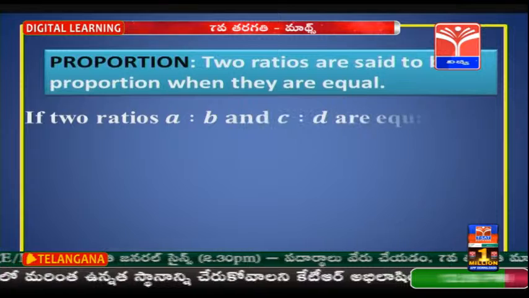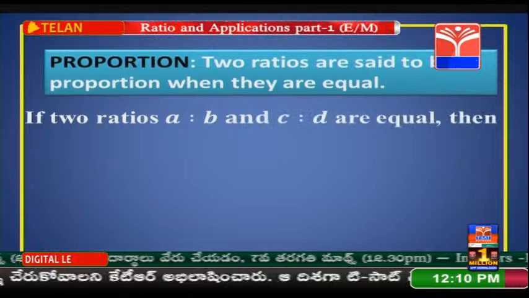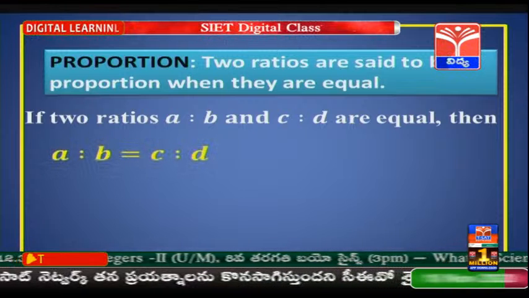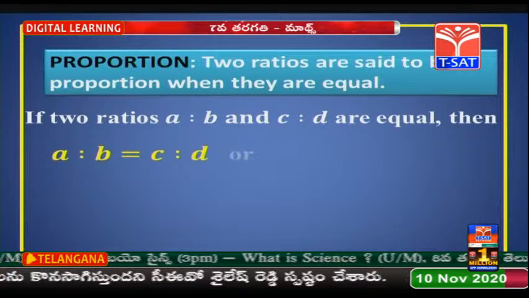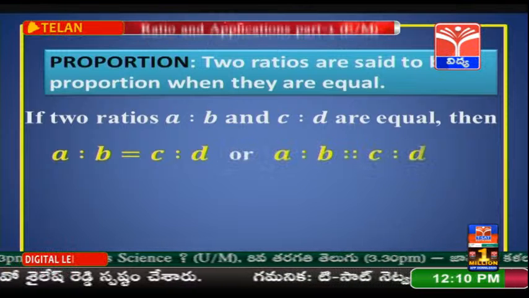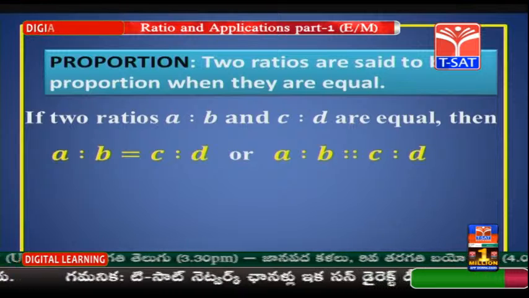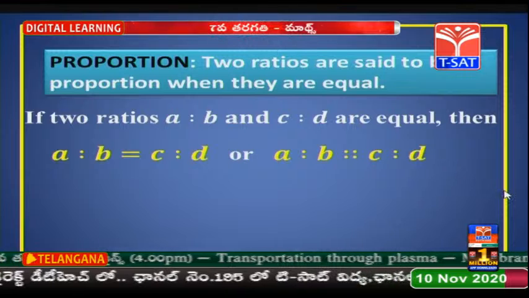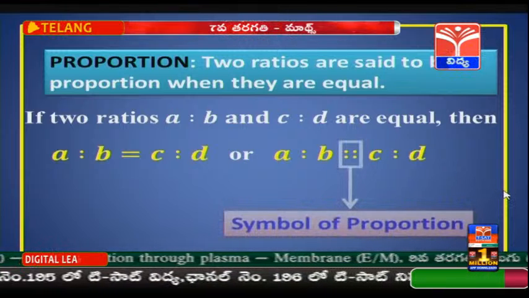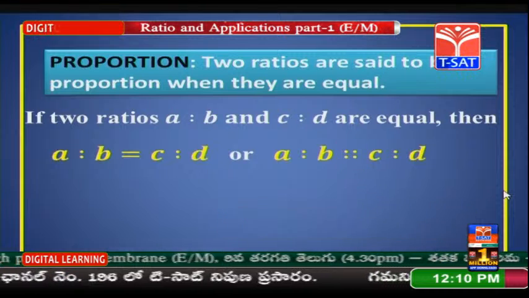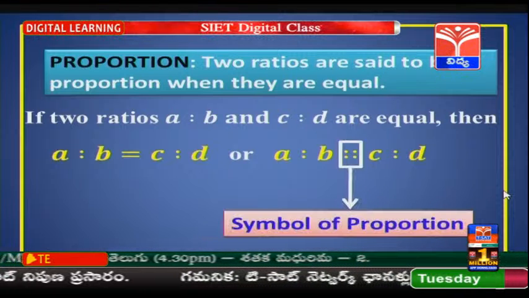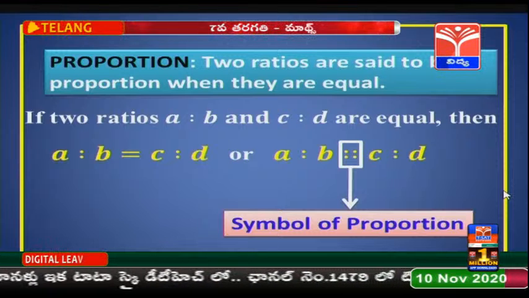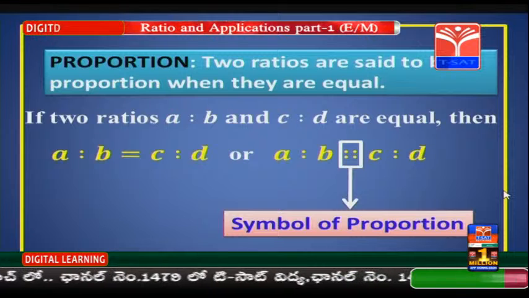That means, if we have 2 ratios, A is to B and C is to D, and both are equal, then we write A is to B equal to C is to D, or we can write it as A is to B, and there are 2 colons here. If you notice, there are 2 colons, C is to D. Now, these 2 colons are the symbol for proportion. And how do you read this, children? Yes, A is to B as C is to D, or A is to B proportional to C is to D.